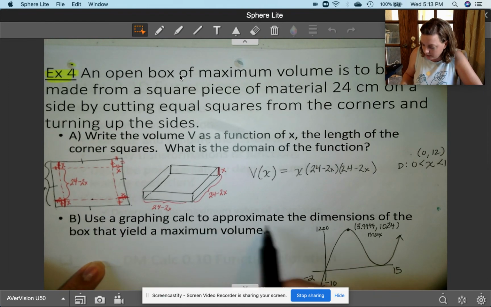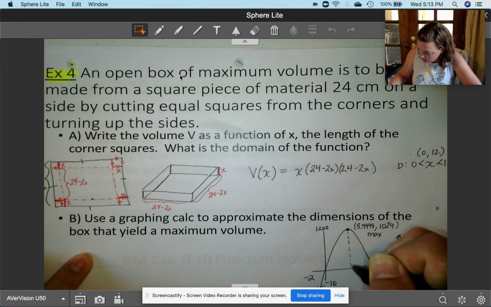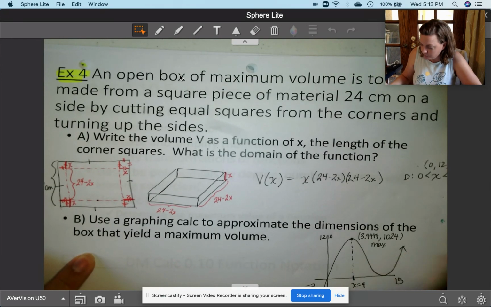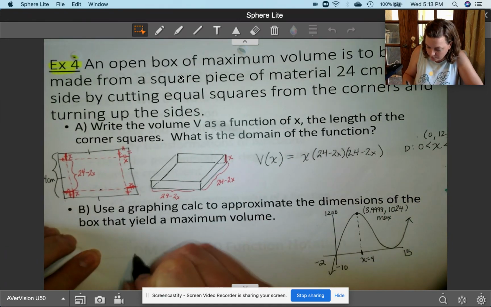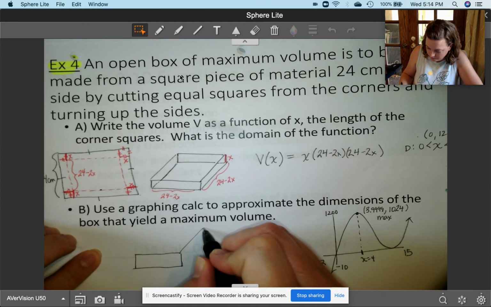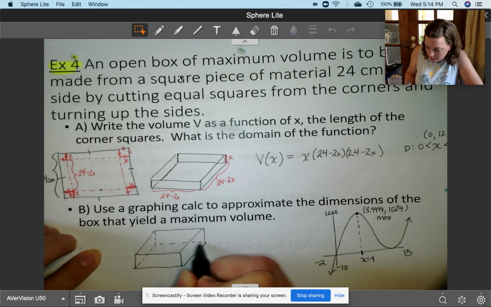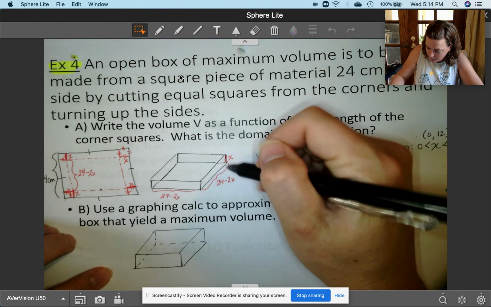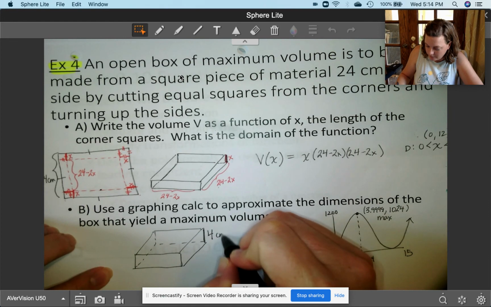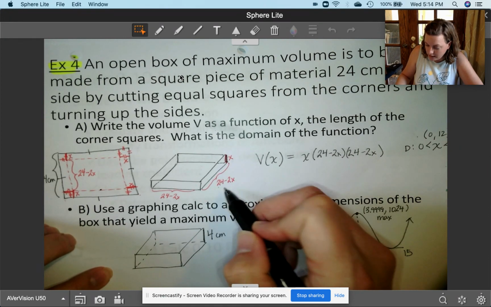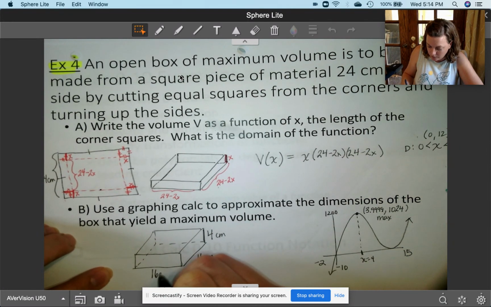So we want to use a graphing calculator to approximate the dimensions of the box that yield a maximum volume. So the dimension is here when x is equal to 4. When x is equal to 4, let's draw that. Drawing three-dimensional figures is all about parallels. So here was our x. That was our height. So if this height is 4 centimeters, then 24 minus 2x, that would be 24 minus 8. 24 minus 8 is 16, and this would also be 16.